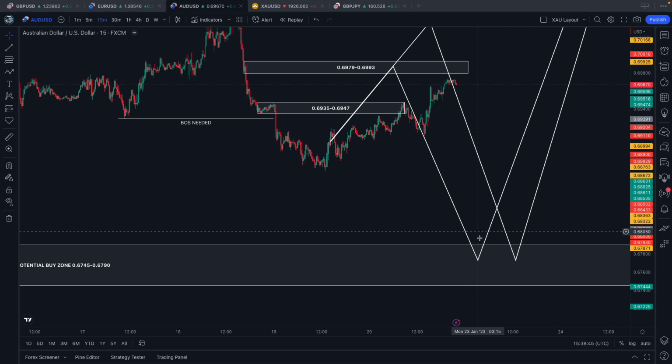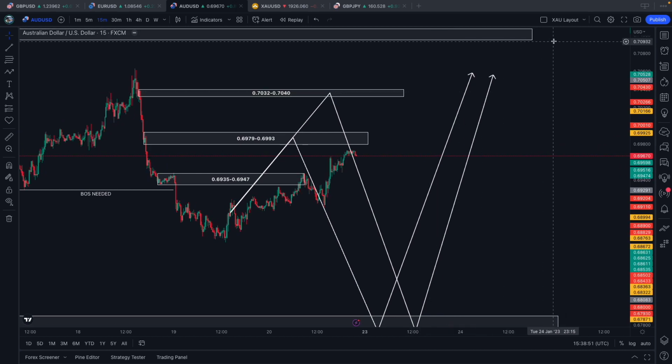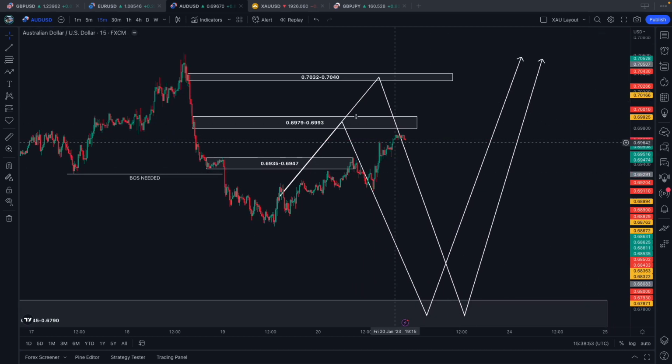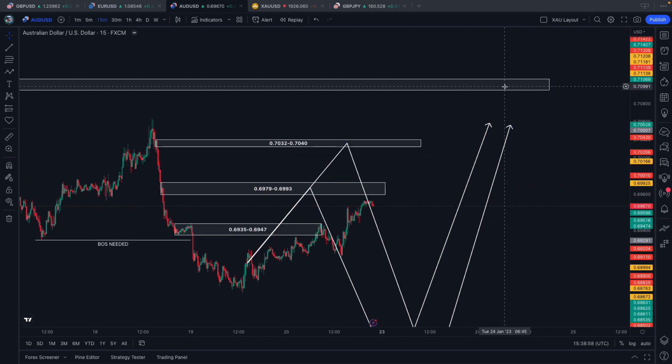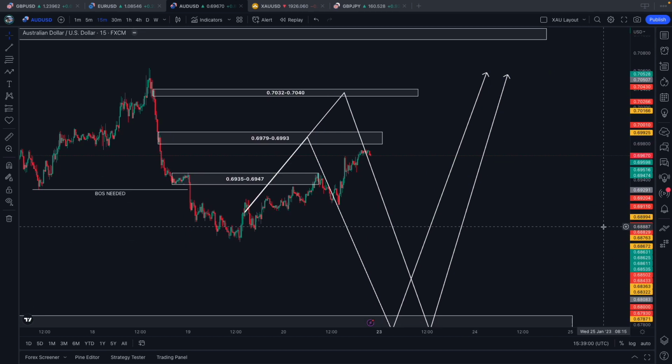Because I want to see price put in that bearish leg, trading us into this higher time frame demand zone, and then actually trade us higher into this market. So we can look to sell, to buy, and then when price taps into this higher time frame supply zone, we could then maybe look to sell again. So we have the next three steps, which is brilliant.